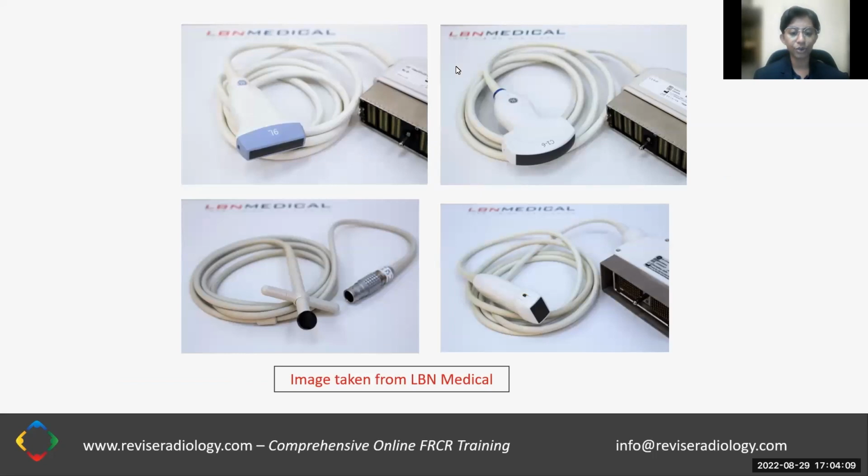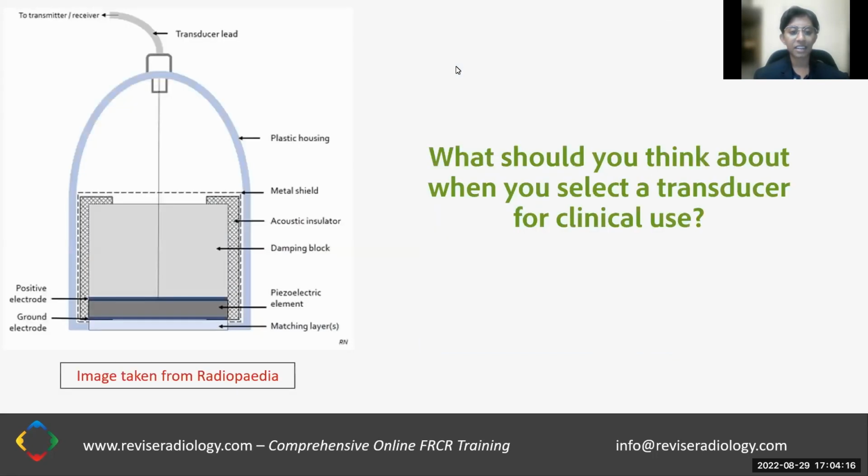Here are a few pictures of transducers. These are images taken from LBN Medical. And let's get right into it.